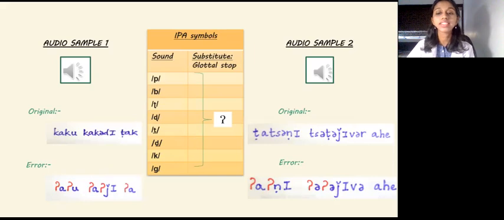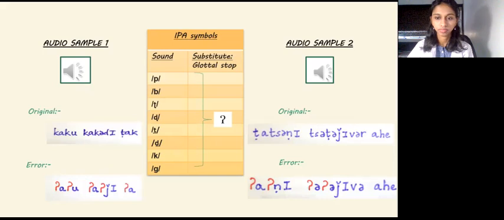Here you can see that sounds like k in kaku and kakadi, and tak as well as the sound t in tak are all substituted by the glottal stop, which sounds like a pause in its production. Now hear the sample again for a better understanding.